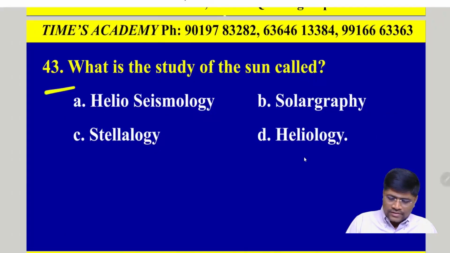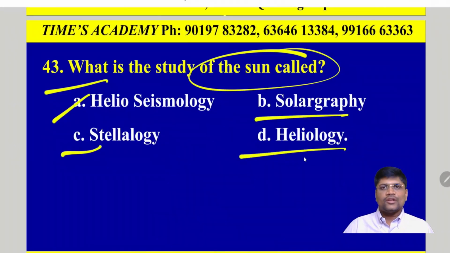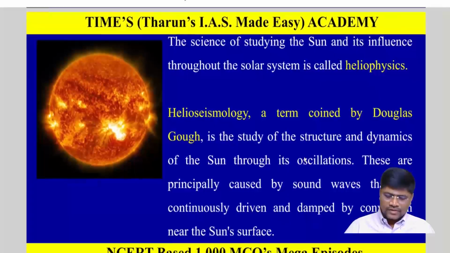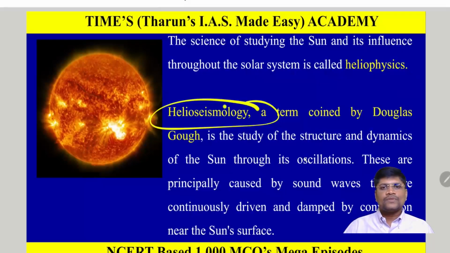Next one, what is the study of the sun called? The study about the sun is called, option A, helioseismology, B, solarography, C, stellology, D, heliology. Almost all the options look similar to each other, but the correct option is, let's see, the study about the sun. So the keyword is helioseismology.